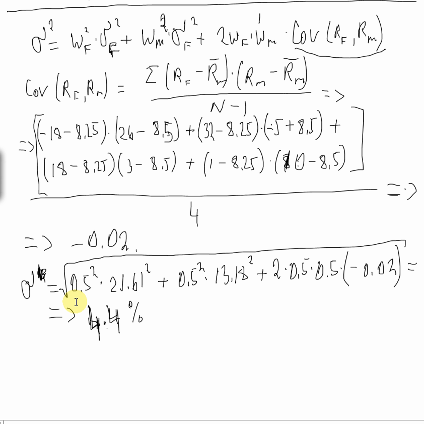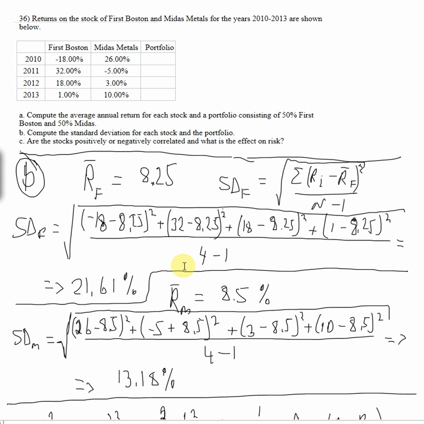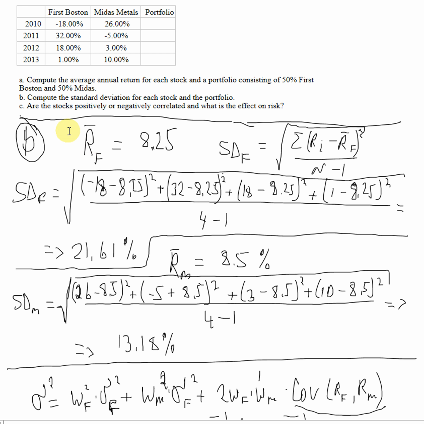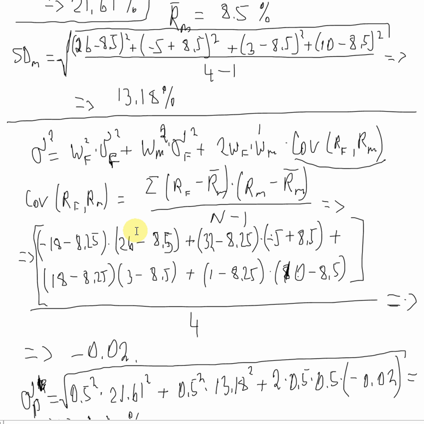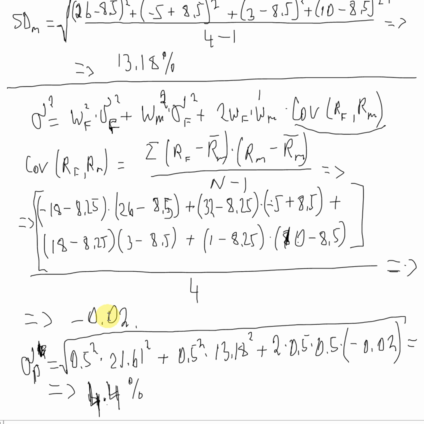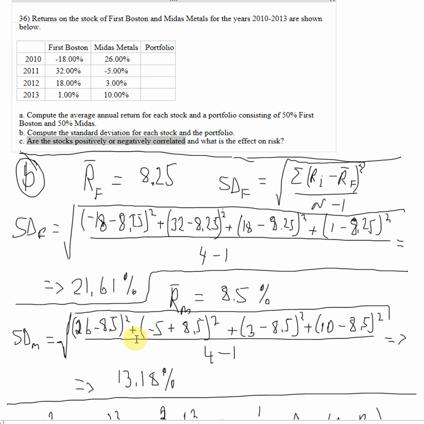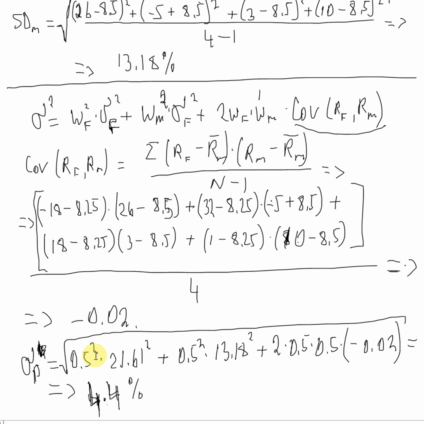This is the portfolio standard deviation. It's not difficult. All of it is just repetitive. It just looks kind of complicated, but it's a very easy question. Next thing is, let's have a look at C. Are the stocks positively or negatively correlated? Now, because covariance is negative, correlation is definitely negative, so the stocks are negatively correlated. And what is the effect on risk? Because they are negatively correlated, the portfolio risk will be smaller than the risk of individual stocks.